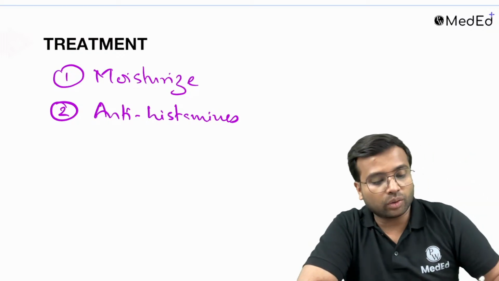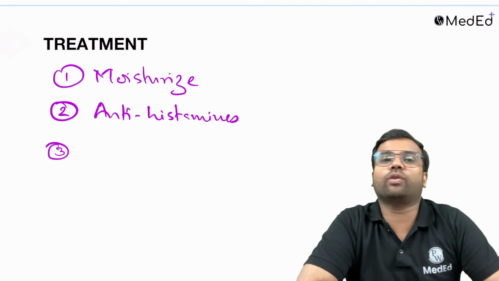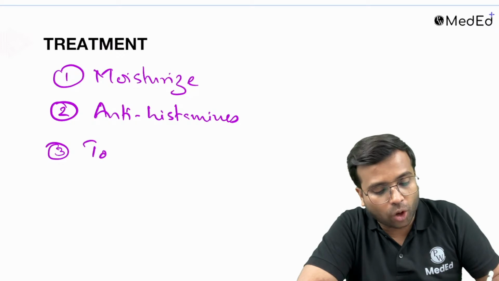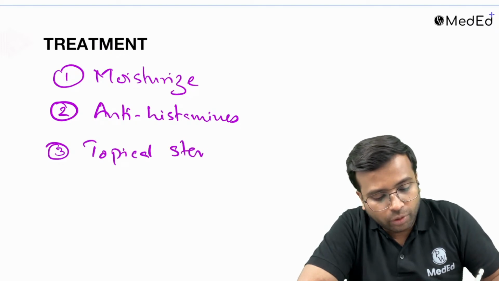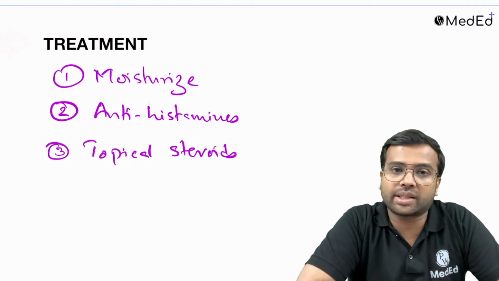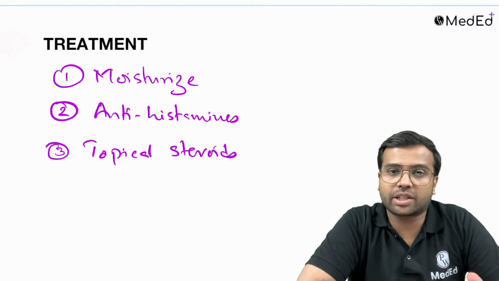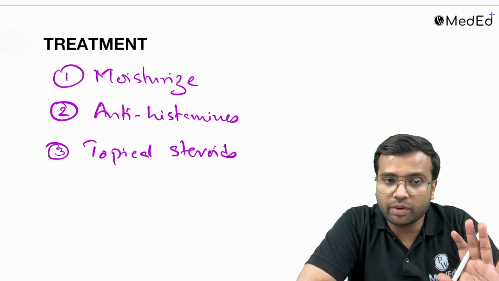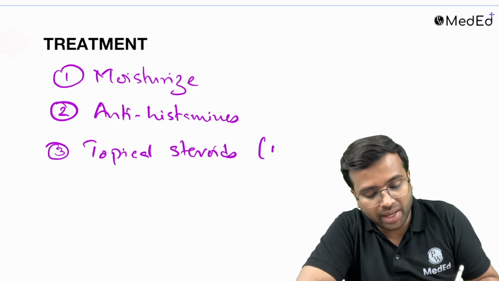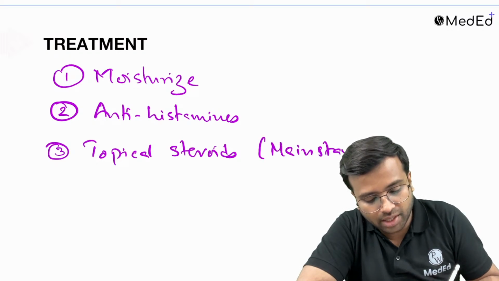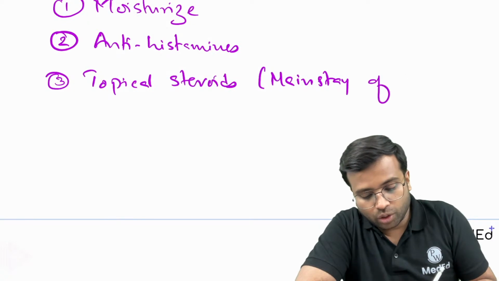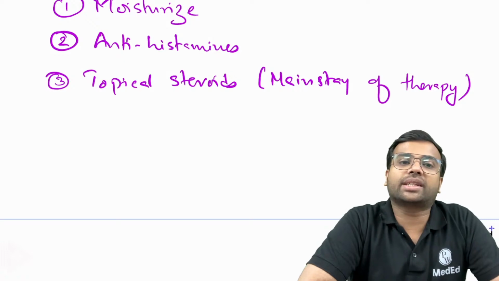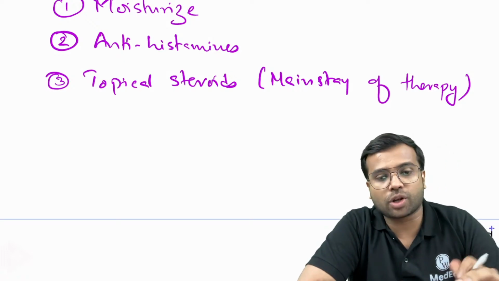Now the mainstay of our therapy is always going to be steroids, because in any kind of eczema, we can go for topical steroids. So we would preferably start with a mild steroid, or according to the site of the lesion, we may have to use some very potent steroids like clobetasol as well. So we would be using topical steroids as the mainstay of therapy. So all these things can be used: moisturizing, antihistamines, topical steroids.